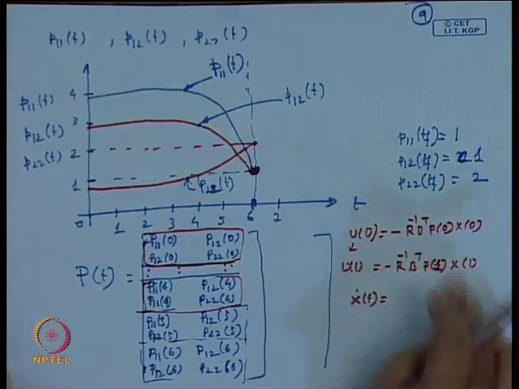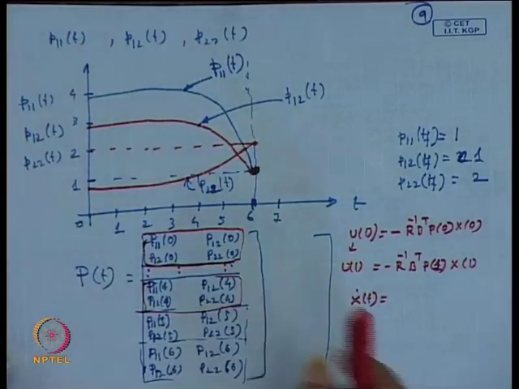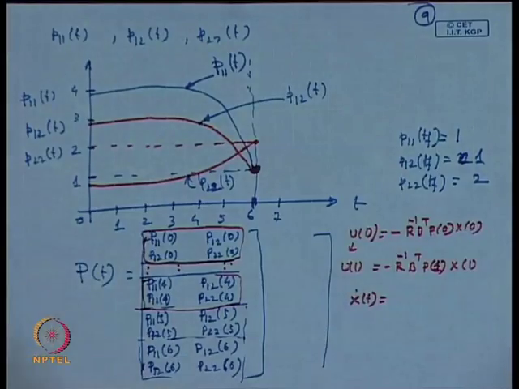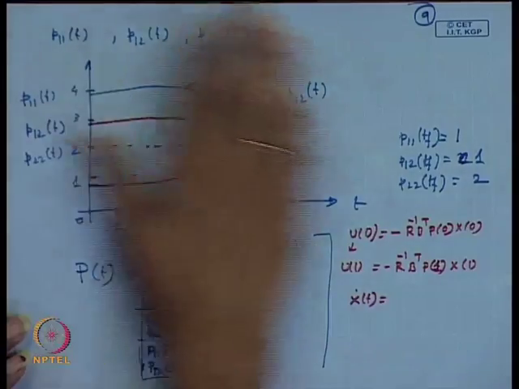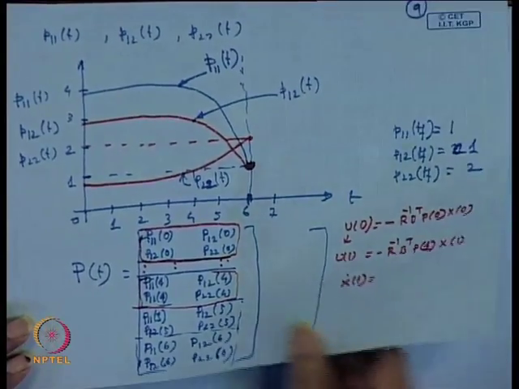So, x 1 of t, then in this way you just solve this problem to get that one, agree? So, in general this is the procedure for how to solve the finite time regulator problems. Next will come what is called the stability analysis of the finite time regulator problem.